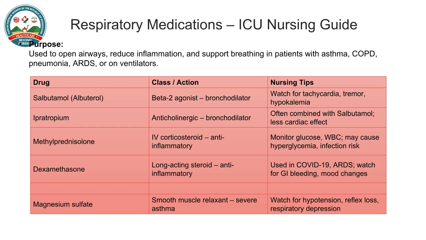Methylprednisolone, IV corticosteroid, monitor glucose and WBC, risk of hyperglycemia and infection. Dexamethasone, long-acting steroid, used in COVID-19 and ARDS, monitor for GI bleeding, mood changes. Magnesium sulfate, smooth muscle relaxant, for severe asthma. Watch for hypotension, reflex loss, and respiratory depression. In short, respiratory medications aim to open airways, reduce inflammation, and ensure safe breathing support.